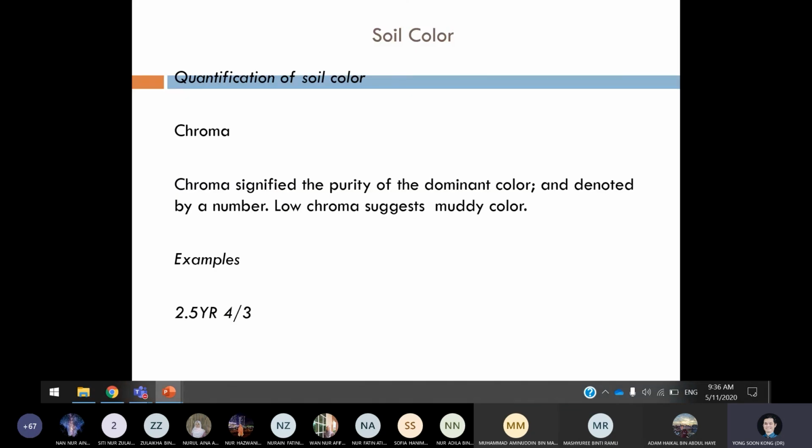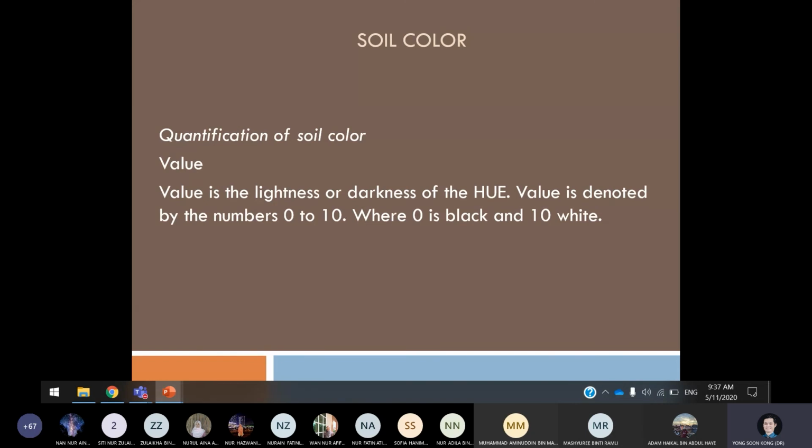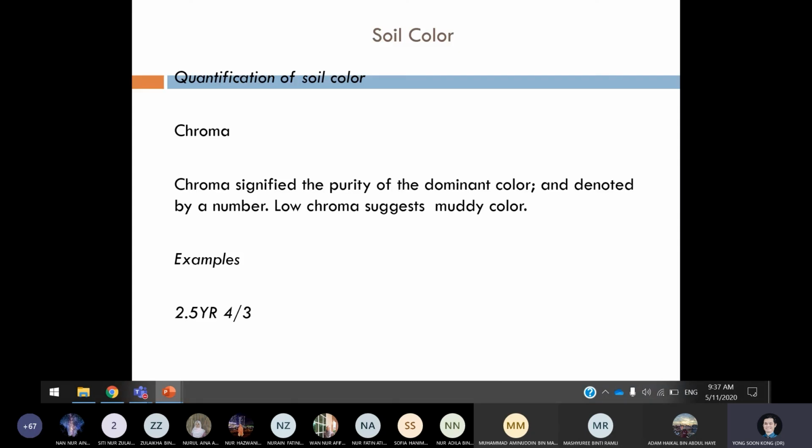Then finally is the chroma. Chroma signifies the purity of the color. How pure is that color? Not really sure how that one works, but you can see the Munsell color chart yourself. In the end, once you have everything sorted out, this is how it looks. To describe soil color scientifically, as you can see right here, 2.5YR represents the hue, then the value, which is the second number, slash the chroma, which is the purity of the color. So this is what you see when you define the soil color.